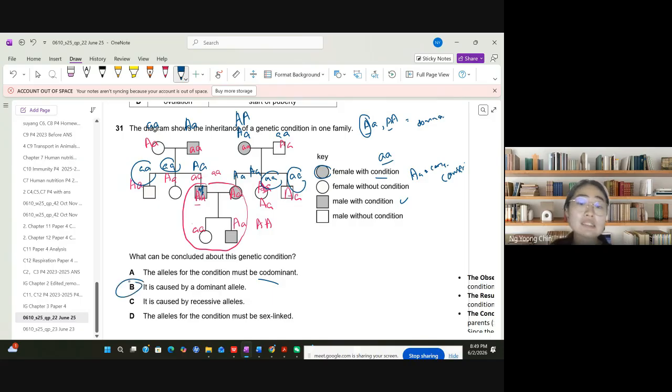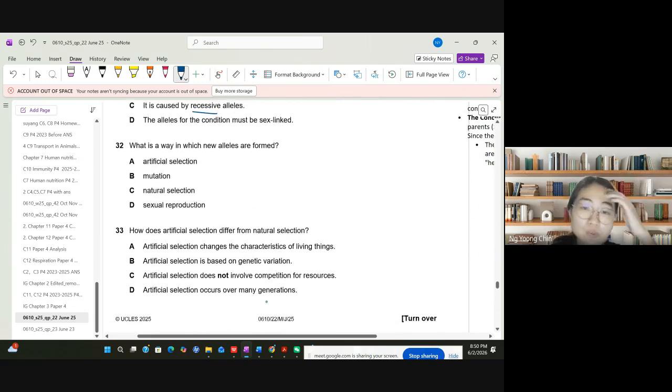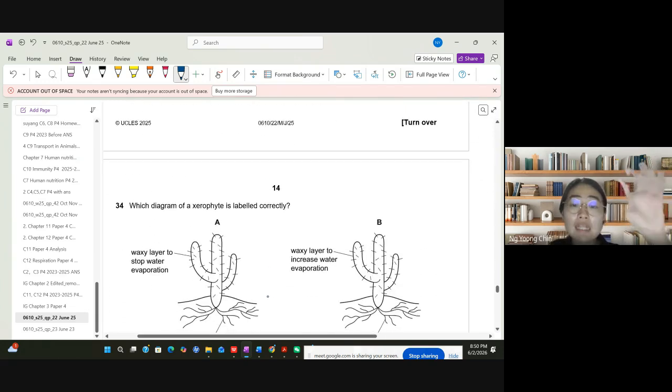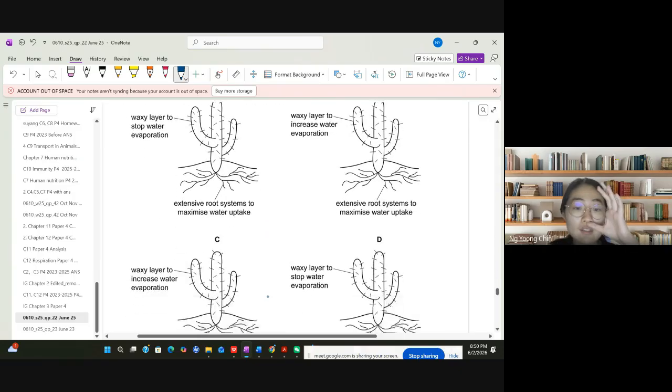Okay, it's not caused by recessive also, because if it's caused by recessive alleles, right, it doesn't make sense for this one. So you can see the pink color is not making sense. The blue color, the combination is making sense. So that's why it's B. Just write your combination. It's a bit indirect. Okay, it's a bit indirect.